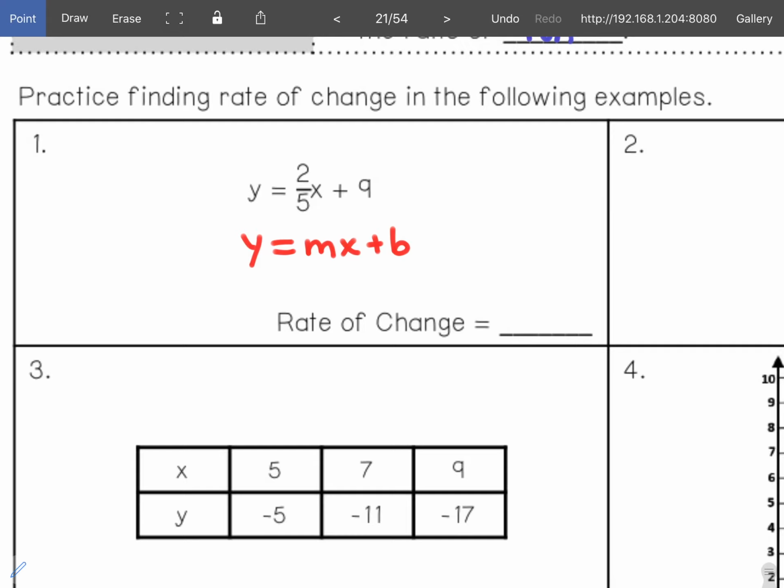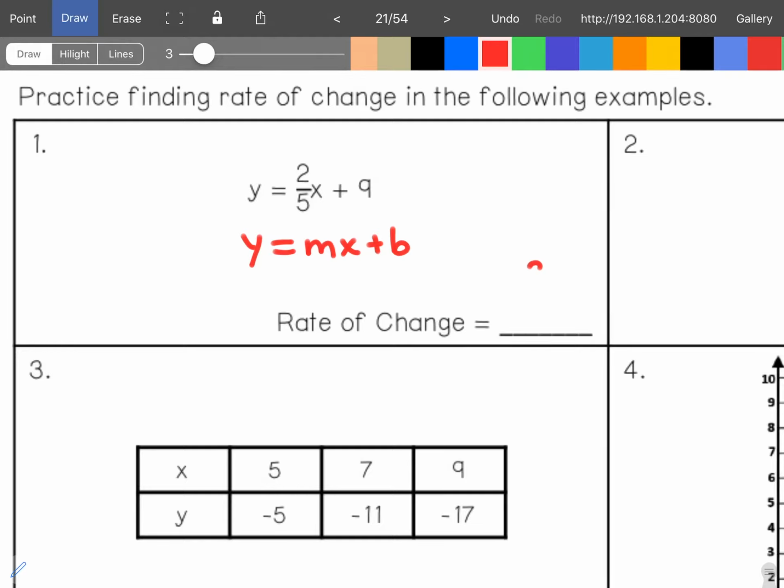All right, so if you look in that equation that says y equals 2/5 x plus 9. If we have to write what the rate of change is, and we know that the rate of change is the slope that we're looking for, the slope, remember, is the coefficient of x. It is the number that is multiplied to the x. So that would be 2/5.